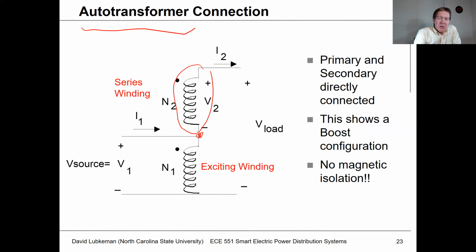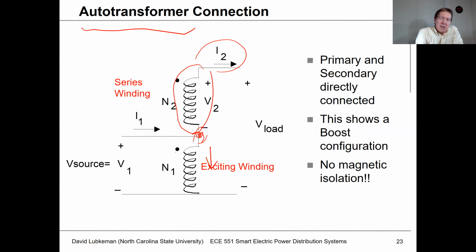What this means is you'll have some current coming in from the source side. Some of this current's going to go off in this direction, and then you're going to have also some current right here, I2. But what this means is that you're not going to have this galvanic isolation anymore. You're actually going to have a direct physical connection between the two sets of windings.